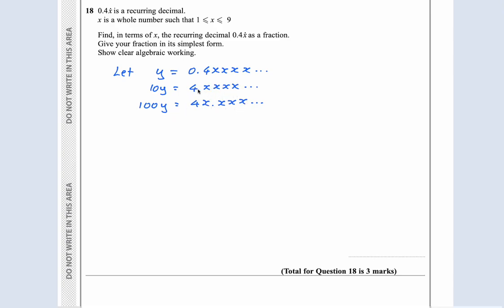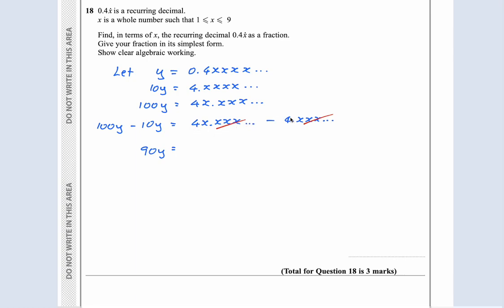Okay, now because the decimals are the same, we're going to subtract them. We do 100y minus 10y, and that gives me 4x.xxx, 40 plus x I should say, recurring, minus 4.xxx recurring. Now the goal here is, when you subtract them, you get rid of these decimals because they're the same, they're gone. So we're left with 100y minus 10y is 90y, and 4x minus 4.